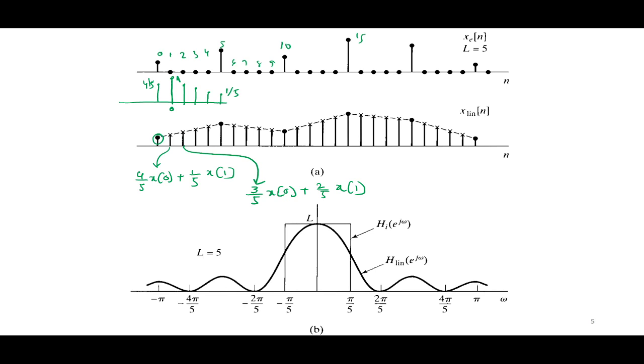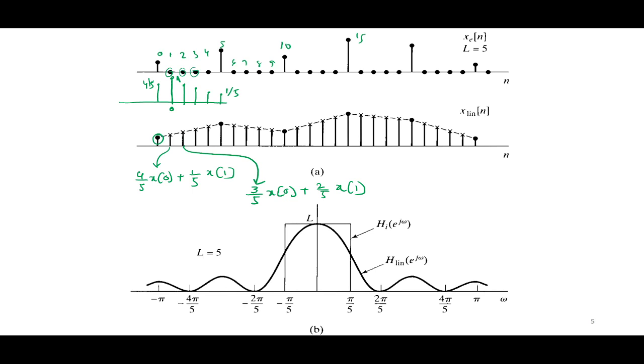So as you could already notice, those values which are at integer multiples of L are not disturbed because of the way the linear interpolator or this impulse response has been created. It only has an effect for the intermediate values, and it gives more weight to the value at the multiple of L which is closer to it. So for example here, 4 by 5 weight is given, 1 by 5 is given, 3 by 5, 2 by 5.